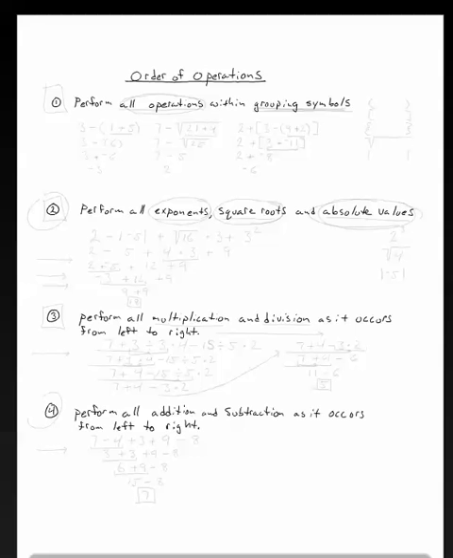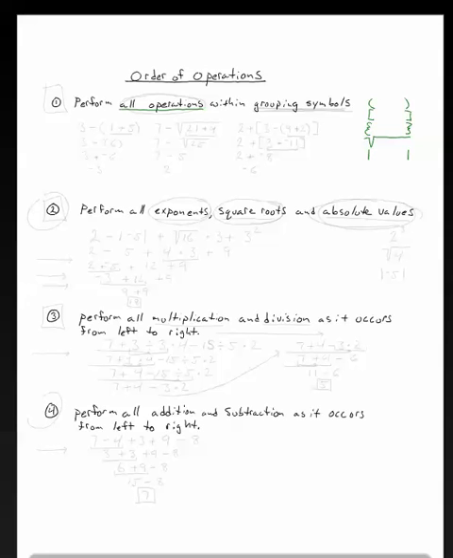So the first step in the order of operations is to perform all operations within grouping symbols, and this is important. It says perform all operations within grouping symbols, and this is how you separate step 1 from step 2. So grouping symbols can be parentheses, hard brackets, curly brackets, square root signs, or absolute value signs.